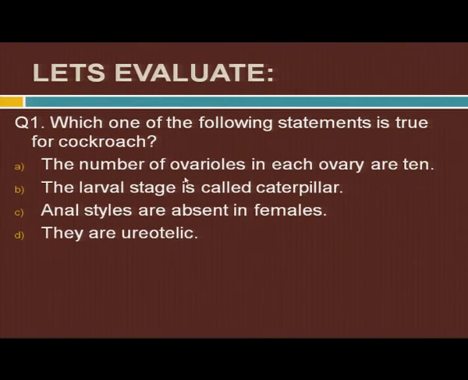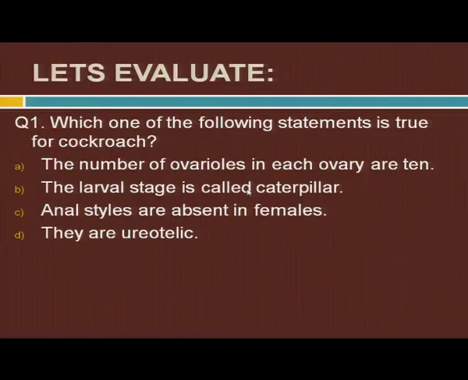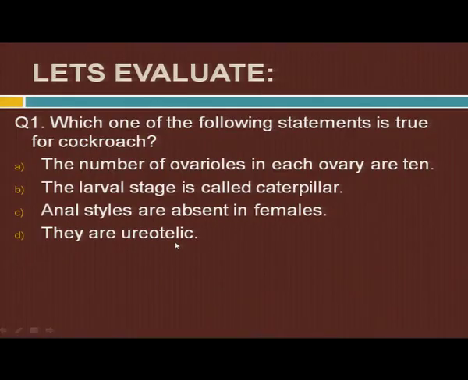If we look at the first option, the number of ovarioles in each ovary is not 10 but 8. Larval stage is called nymphal stage, not caterpillar. Anal styles are absent in females. We have looked at the sexual dimorphism, we have looked at the differences between them, and this is one of the prominent differences, that the anal styles are absent in females, they are present in the males, although anal cerci, which is present in the 10th segment, is present in both of them. And yes, they are ureotelic, as we have seen in this session.